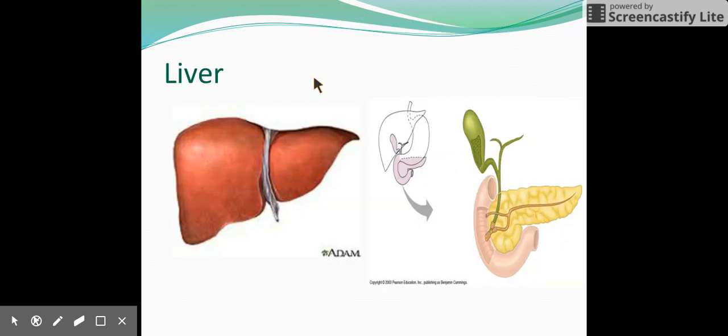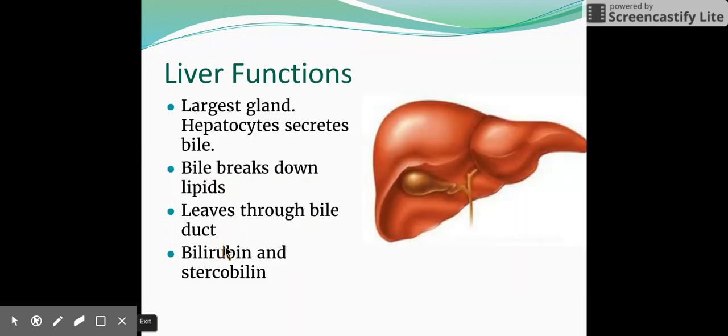Now, accessory organs, the liver and gallbladder. Here's the liver. This little picture you can see, here's the gallbladder. The liver is responsible for secreting bile. So here's the liver, here's the gallbladder, this little brown thing. Now, the liver produces bile, which helps to break down lipids. It leaves by the bile duct and enters the duodenum.